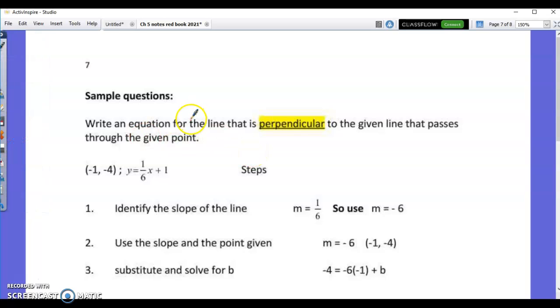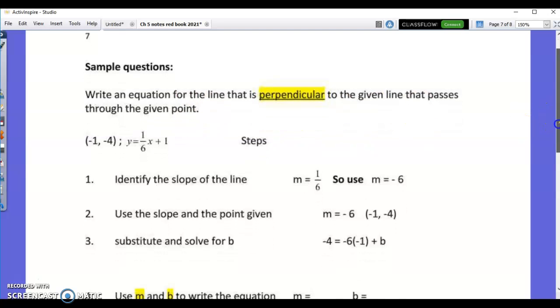All right, so some sample questions would be, write an equation for a line that is perpendicular to a given line that passes through a given point. Well, we know from previous lessons that all we definitely need to write a line is m and b. And if we don't have b, we need to start with m and then another point. If we have that, we can write an equation.